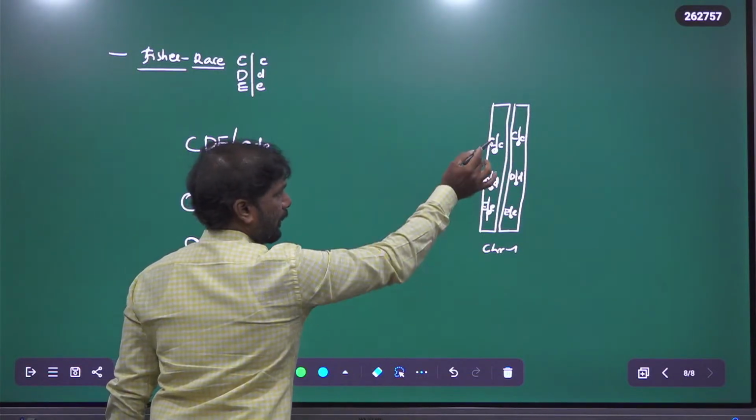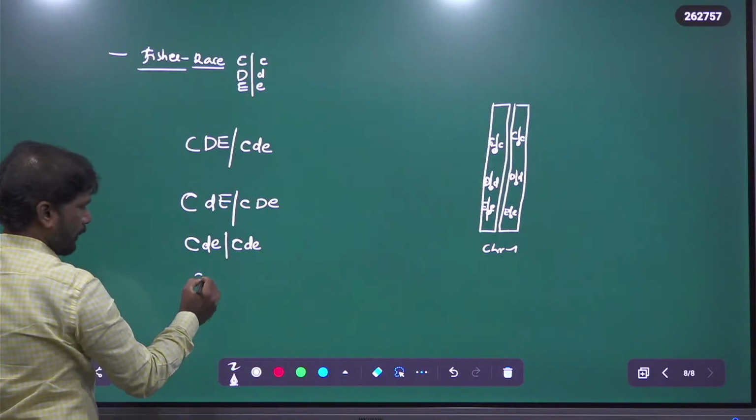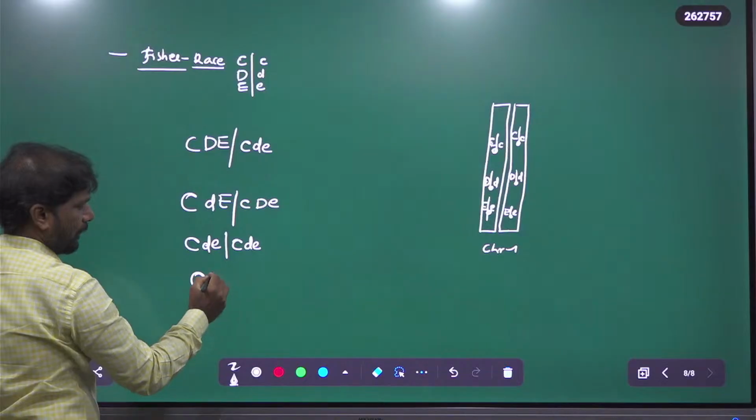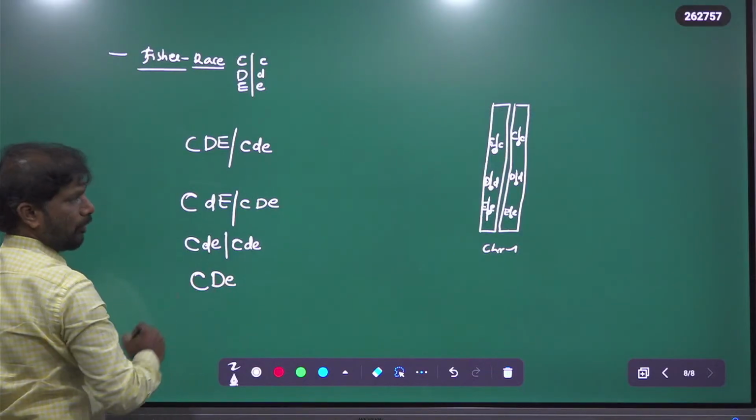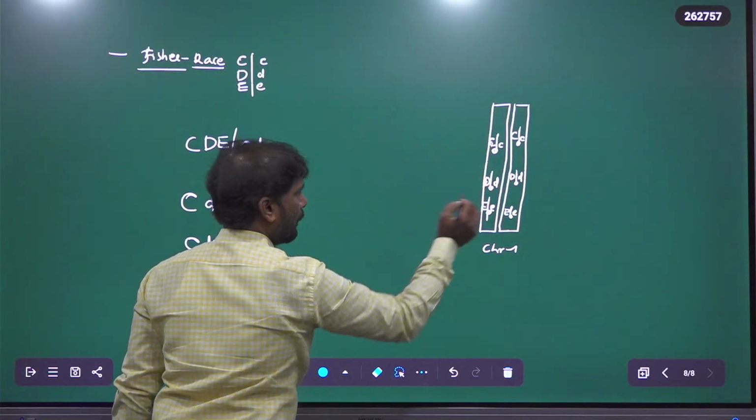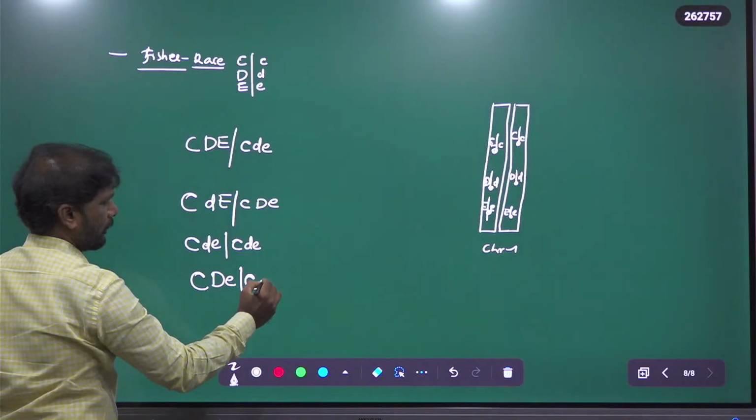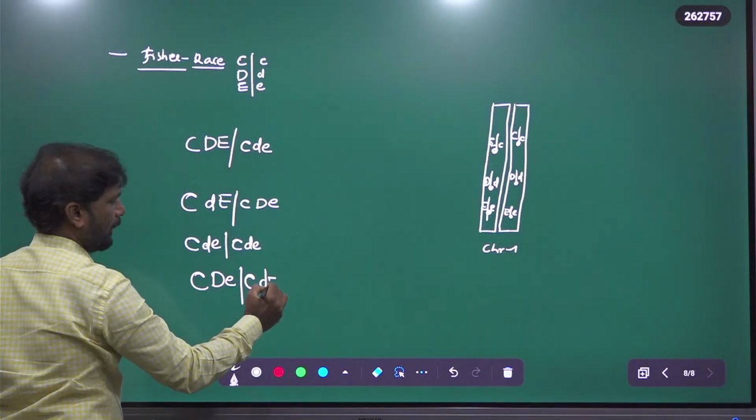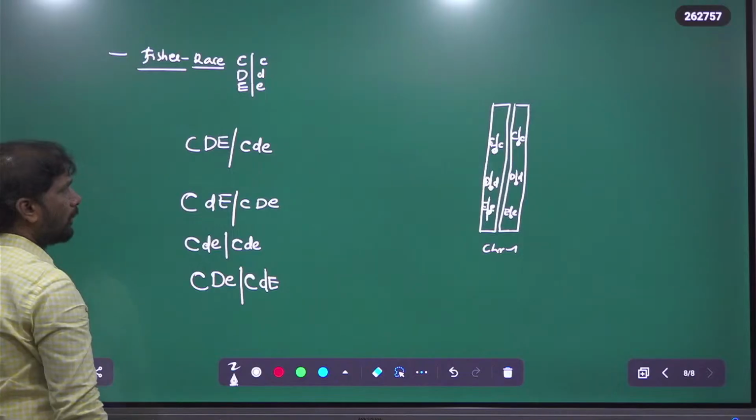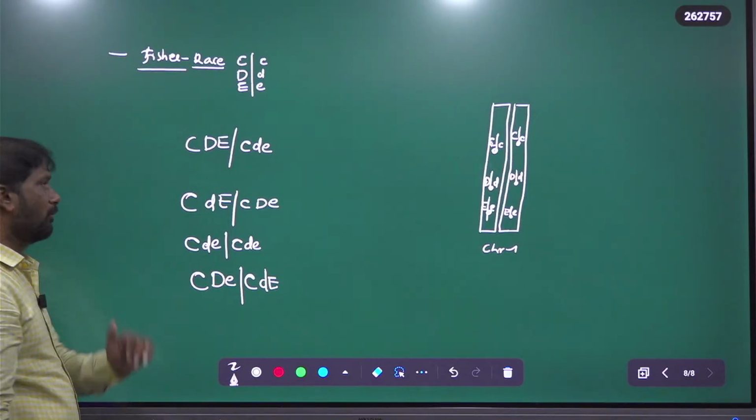Then capital C, capital D, small e. Then capital C, small d and capital E. So here 1, 2, 3, 4 pairs of alleles are present.